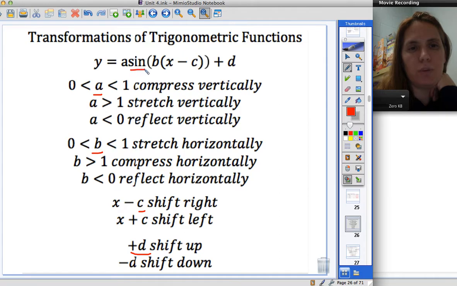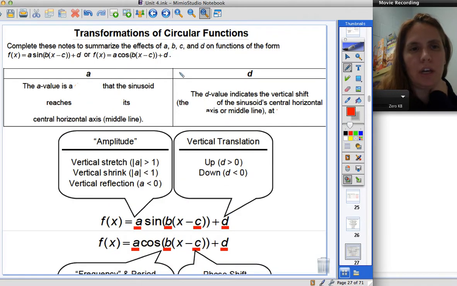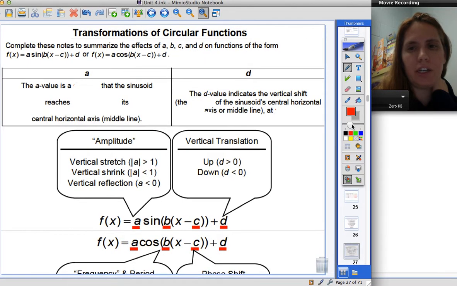You're just dealing with a trig parent function instead of an x squared or a radical like the square root of x or whatever. So we're just dealing with trig functions. They're going to transform the exact same way, exact same rules. Okay. Some things that are different though are the vocabulary terms.